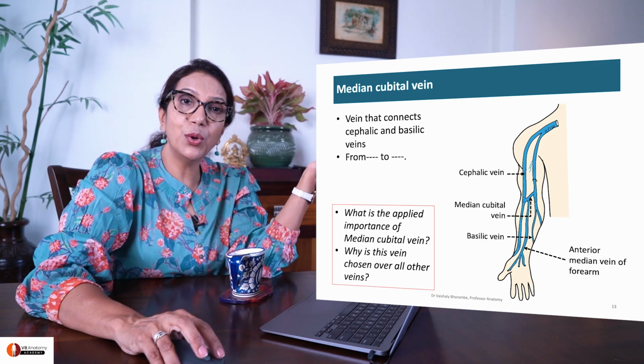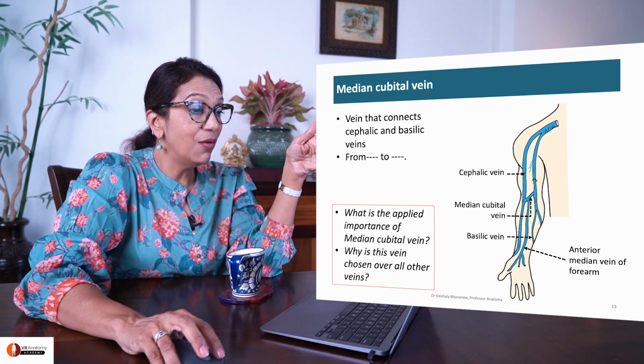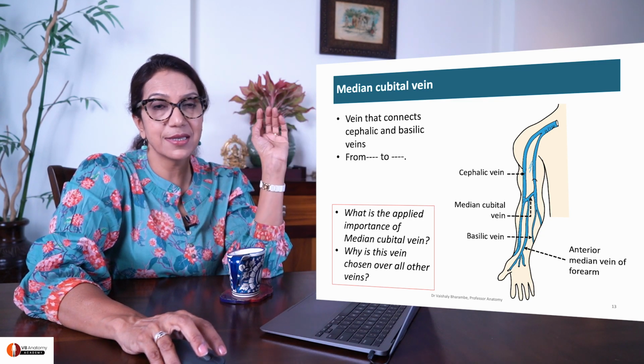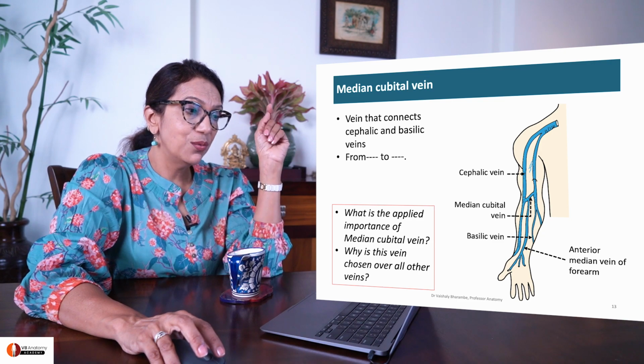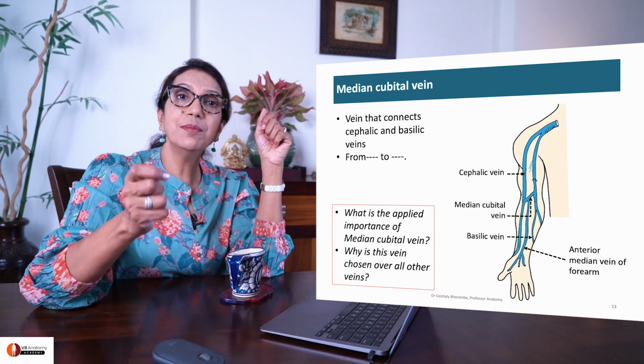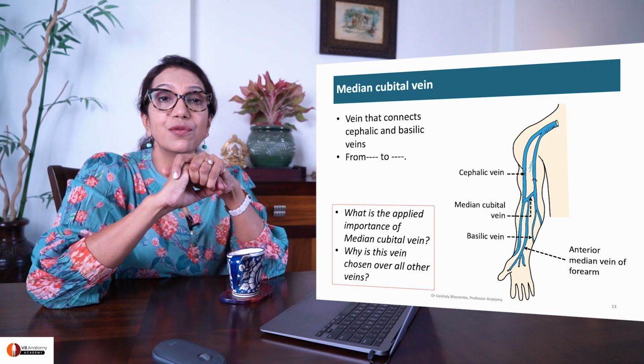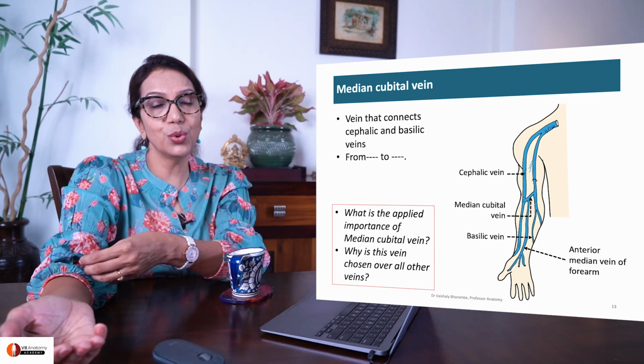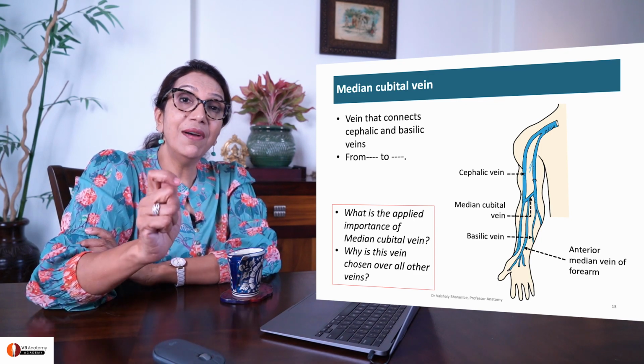What is the applied importance of the median cubital vein? Why is this vein chosen over other veins? These are standard questions asked. Okay. So one, what is the applied importance? It's the median cubital vein which is used for aspiration of blood, often for blood testing. I'm sure you know that. And why this vein?